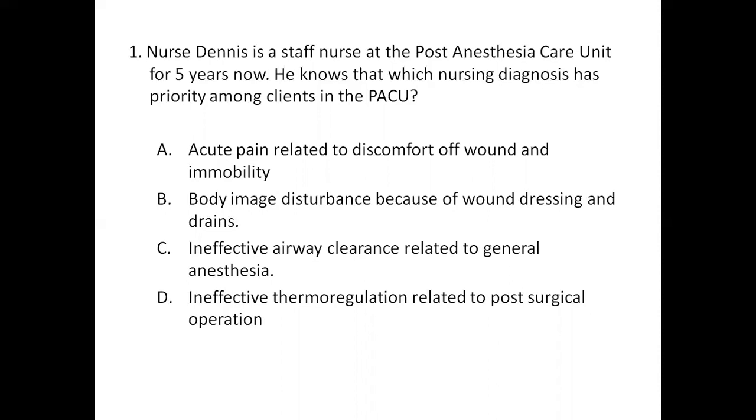So you can pause the video if you need more time to answer. Okay, so let's check. The answer is letter C, ineffective airway clearance related to general anesthesia. Always prioritize your airway. Always remember your ABC, airway, breathing, and circulation, especially in the PACU, or the post anesthesia care unit, where patients usually have undergone surgery and have general anesthesia, which can impair their respiratory system.